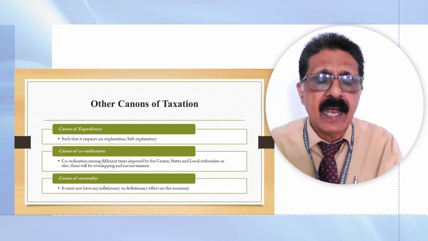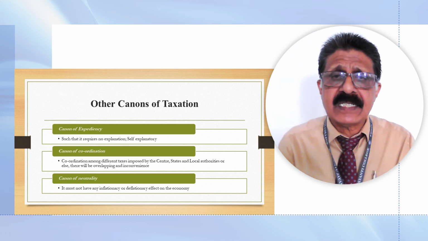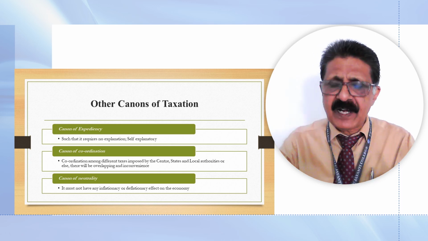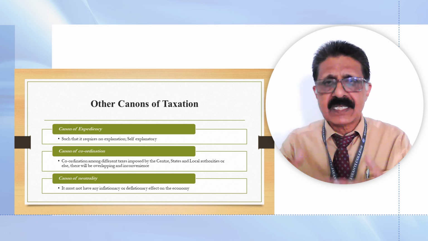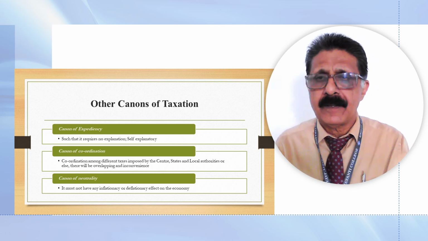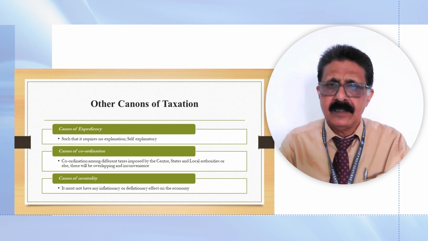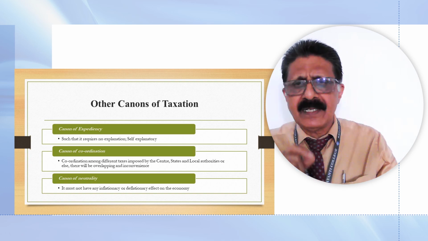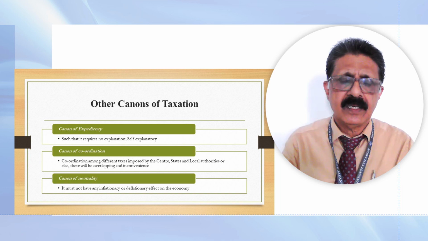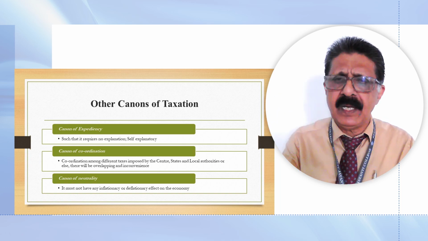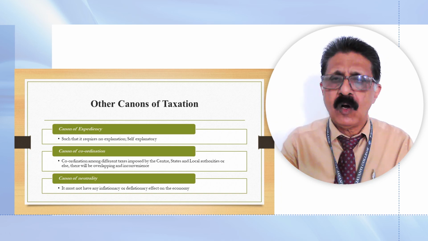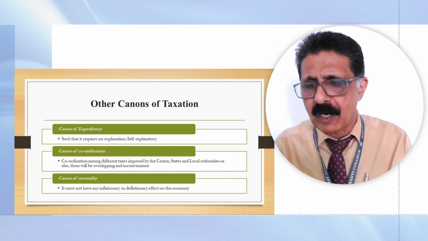And the canon of coordination suggests that there should be proper coordination among the different taxes that are levied by the center, state, and the local bodies. Again, the canon of neutrality suggested by later economists implies that the system of taxation should be neutral and should not result in inflationary or deflationary conditions in the economy.